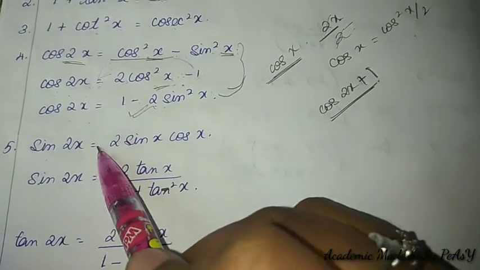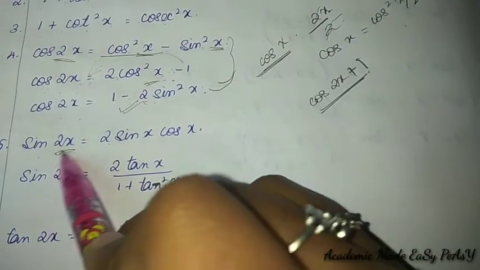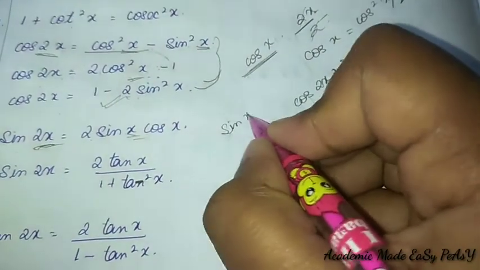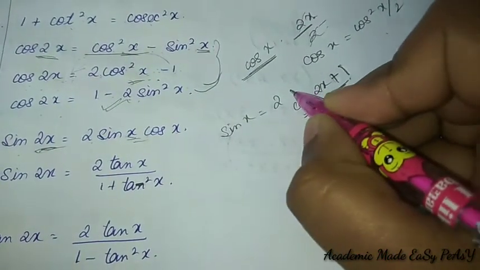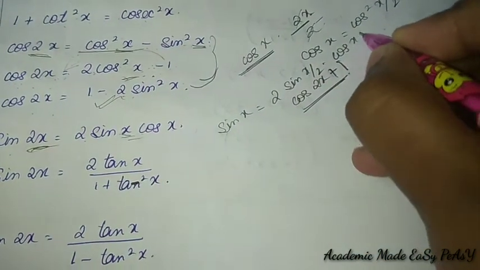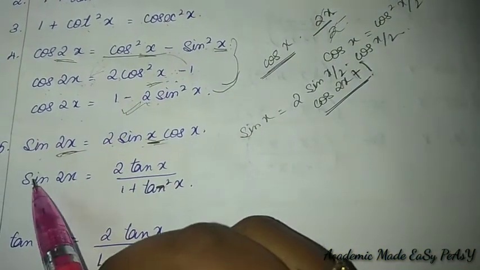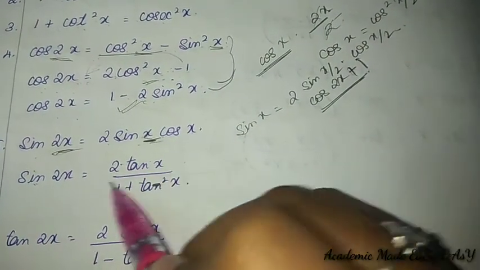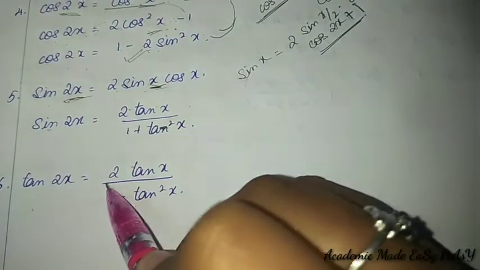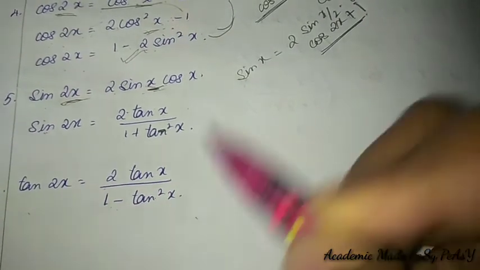And next, sine 2x is equal to 2 sine x cos x. So here also 2x is given, here only x is taken. So what in case if we have sine x? It will be 2 sine x by 2 into cos x by 2. Okay, half of the value. So sine 2x is equal to 2 tan x divided by 1 plus tan square x, and next tan 2x is equal to 2 tan x divided by 1 minus tan square x.